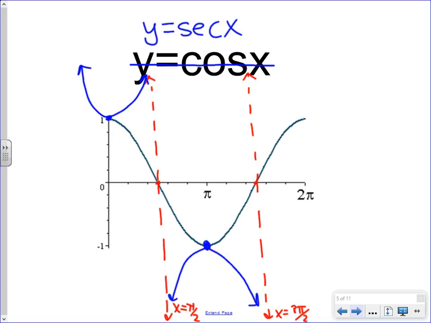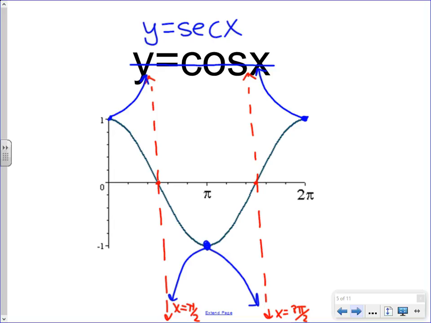Now, technically for one full period, we would only have that half of a U. If it bothers you and you want to draw the entire U, that is not going to bother me at all. Okay? Same thing happens over here at 2π where cosine is 1, secant is also 1. So we're going to draw that U approaching the vertical asymptote. If it bothers you and you want to draw the entire U, not a problem. Technically though, this would be the one full period.